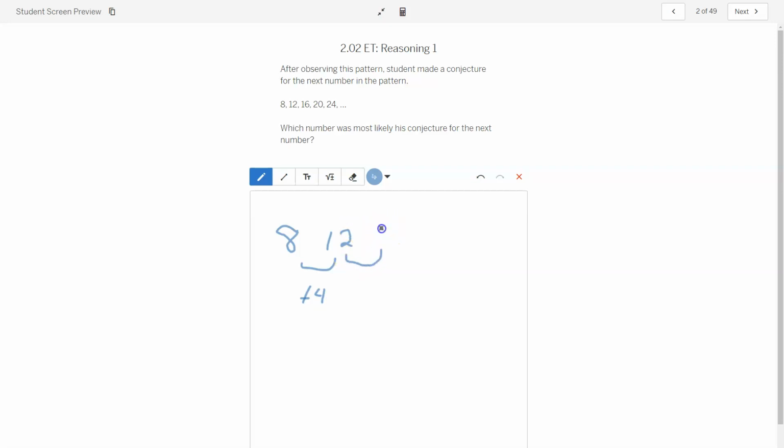12 to 16 adds 4. 16 to 20 adds 4. 20 to 24 adds 4. Therefore, we can say that our next number is going to be 28 when we add 4.